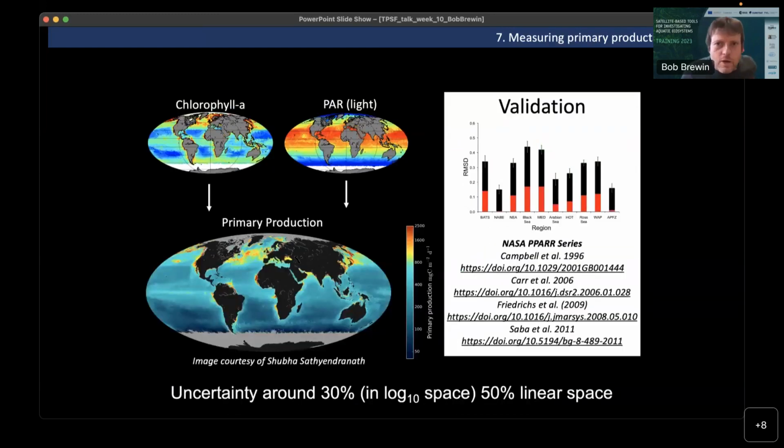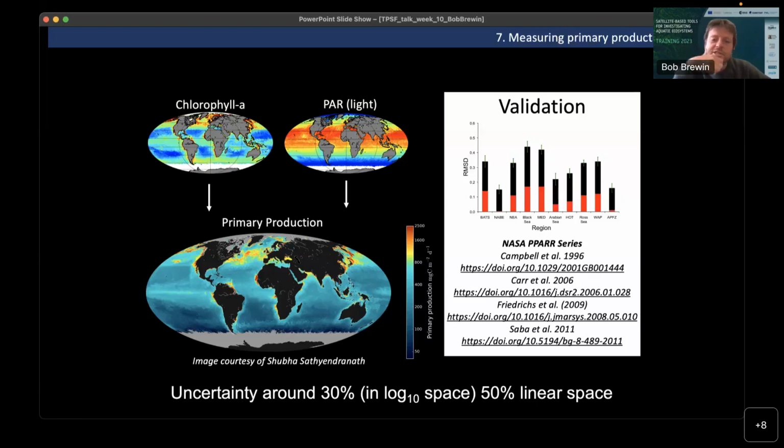Okay, so in terms of validation, one of the critical things with all satellite products is we need to be able to have good in situ data sets on primary production to evaluate and validate our satellite observations. There was a lot of effort by NASA in the mid-90s through to, I think, 2011, where they ran a series of primary production round robins. They tested different primary production models and validated them.